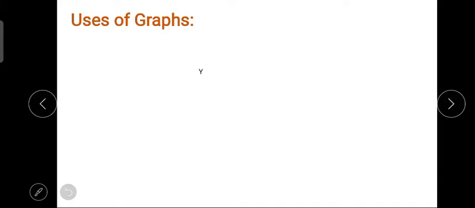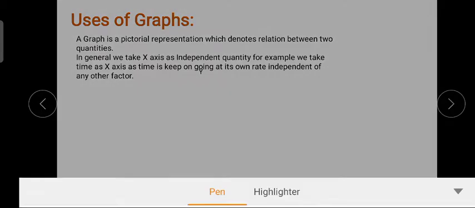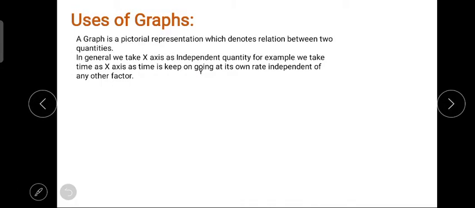Let's first discuss the uses of graph. What are they being used for? First of all, I would like to add a few points about what a graph is and how it is used. You will study this in your class 9th in chapter number 3 or 4 of mathematics. There you will be studying the graphs of different things, that is, what is x-axis and what is y-axis.